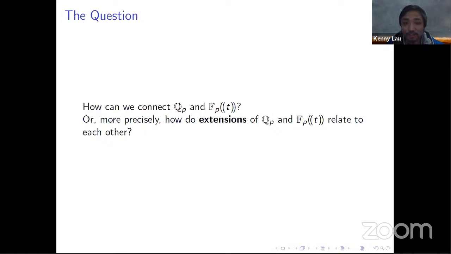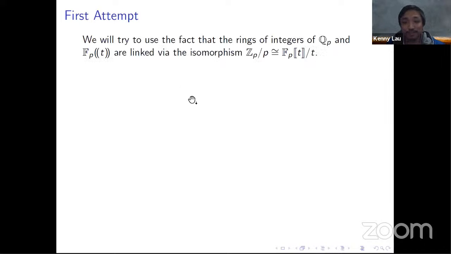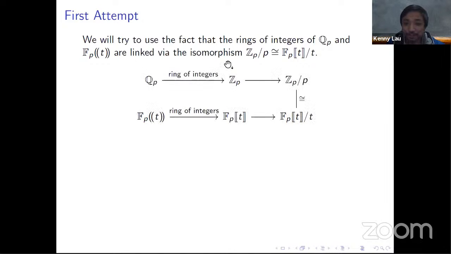So our first attempt is to exploit the fact that they have the same residue field, because the residue field is functorial, right? So what I mean is that we can try to work with an extension of Q_p, and then we can also take a ring of integers, which will be an extension of Z_p. And then you can quotient by p to get a ring extension of F_p.